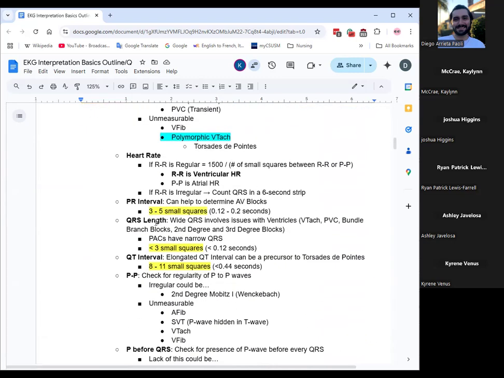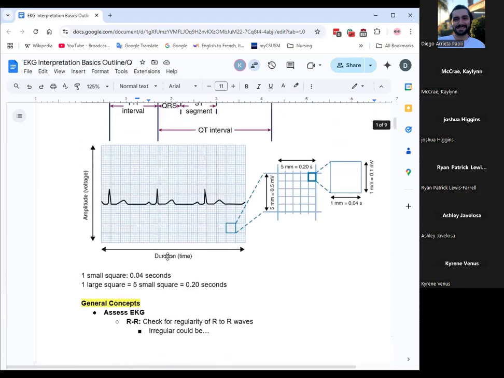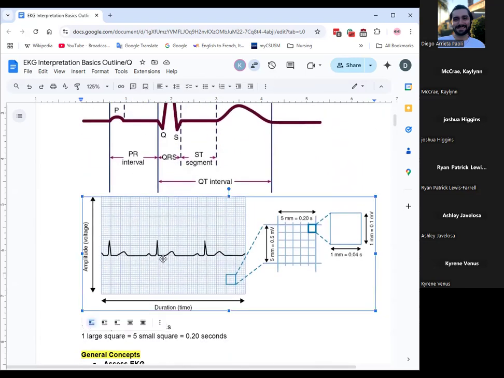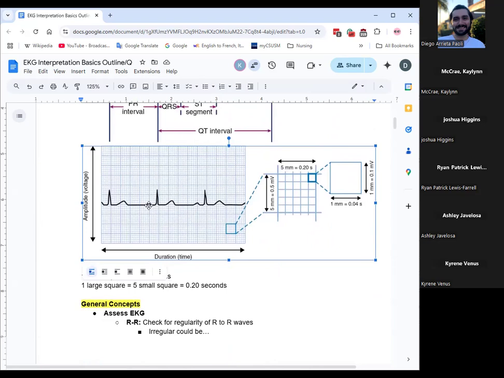That PR interval should be 3 to 5 small squares. You can also think of it in seconds, but I think it's easier to think of it in terms of squares. For the most part, it'll be pretty obvious, but the PR interval can help you determine if there are AV blocks. We'll go over specific stuff tomorrow, but that's essentially why it's a good thing to look at.